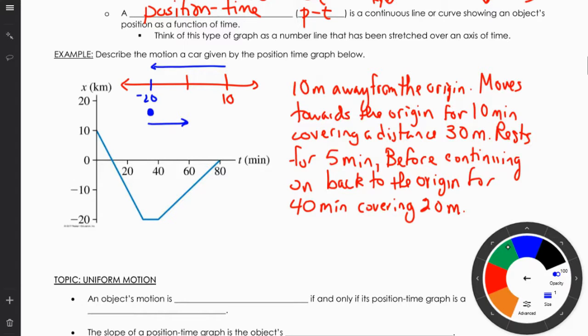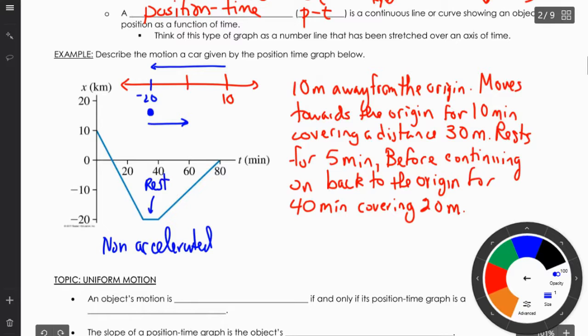And just to give you a heads up, anytime you see straight lines on a position versus time graph, it's non-accelerated motion. So that is one thing that's happened here: it is completely non-accelerated. This is an area of rest, so flat lines on position versus time graphs are rest. This would be a negative velocity because the slope of a position versus time graph is its velocity, and this would be a positive velocity.